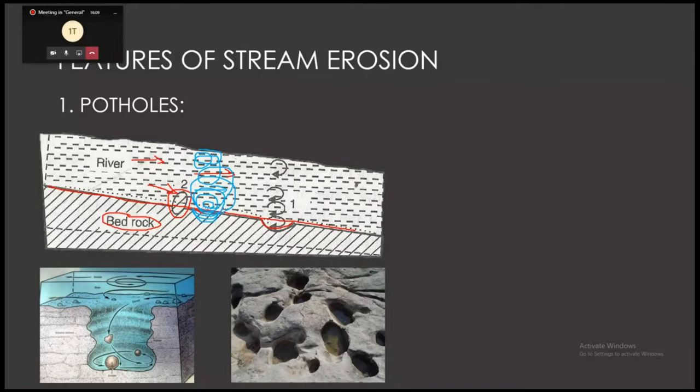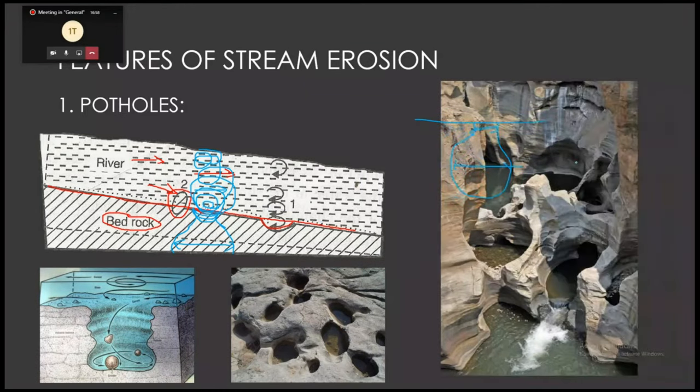Now again, when the depression increases, more sediments will be trapped into it. As a result, what happens? The erosion in the bottom part will be larger compared to the neck part. So when we go down, the cavity at the bottom will be larger compared to the depression at the contact between the water and rock. As a result, the depression will be something like this. It will have a narrow neck and a wider bottom portion. This structure formed by the river is called a pothole.